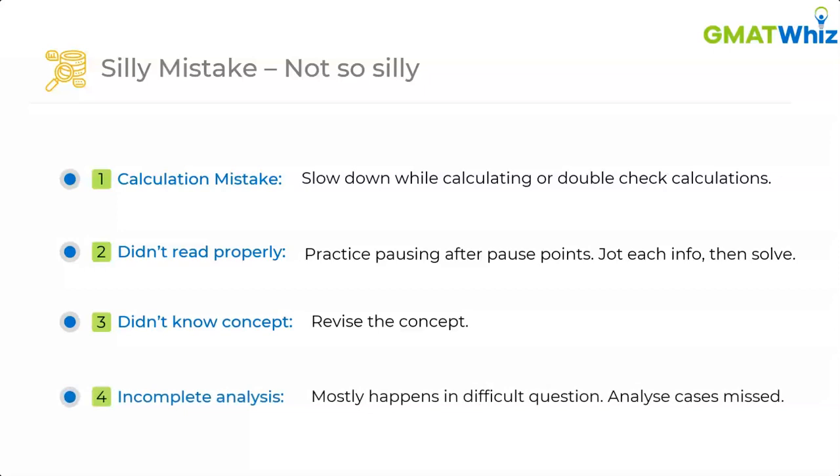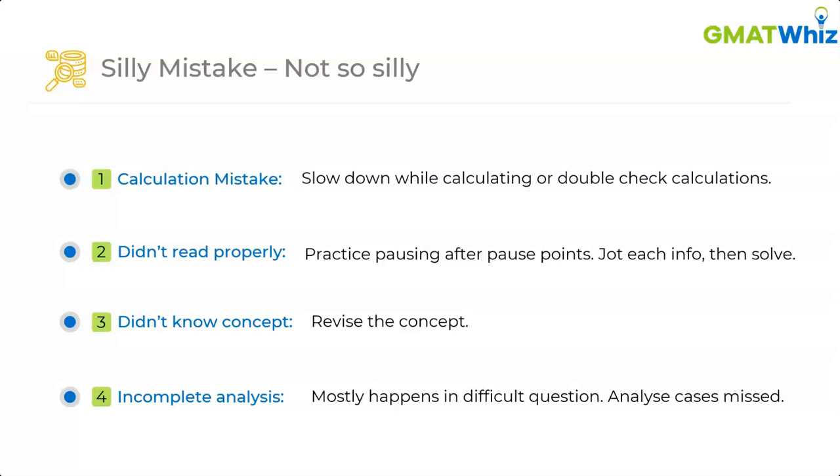Now, I've seen a lot of people doing this in quant, where they come up and say, "I missed one of the cases while doing a data sufficiency question." If that is the case and you're categorizing it as a silly mistake, that's also wrong, because you won't improve. If you really want to improve, you need to go back and analyze the cases that you're missing and ask yourself, why exactly are you missing these cases?